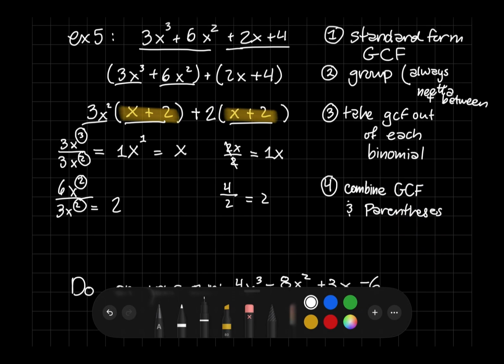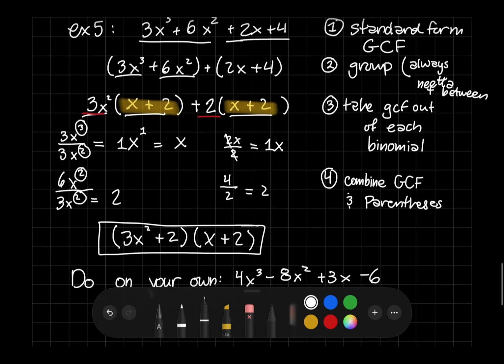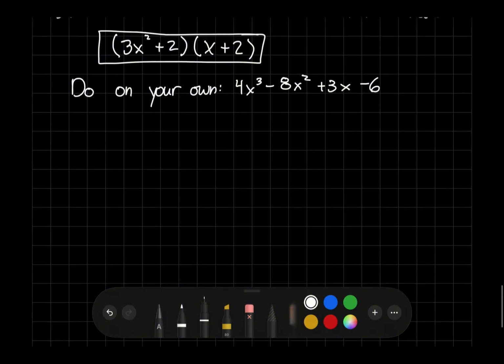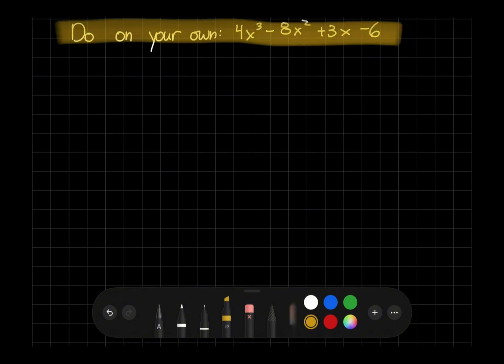We are going to take my greatest common factors, 3x squared and 2, and we are going to add them right here: 3x squared plus 2. All right, awesome. And then we are going to take what is inside the parentheses and just overlap them, x plus 2. That is it. You can check for your greatest common factor here, but if you've done the previous steps correctly, you should not have any.